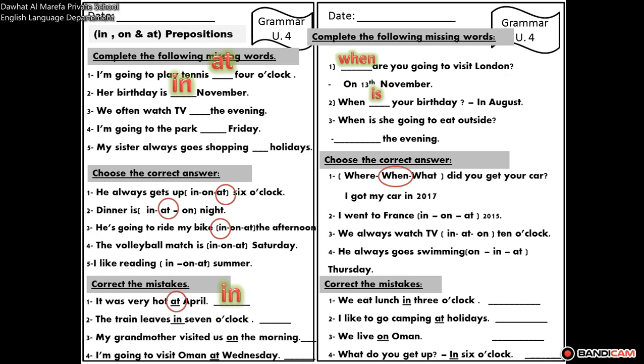Okay, next we have to see what is the mistake in the first question here. Correct the mistake. We eat lunch in 3 o'clock. With 3 o'clock we can use at. We don't have to use in. It's wrong. I like to go camping on holidays. So you are going to answer the sheet in your booklets, and you have some examples as help.